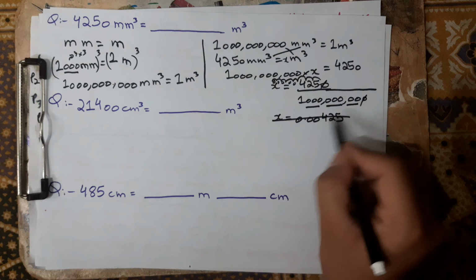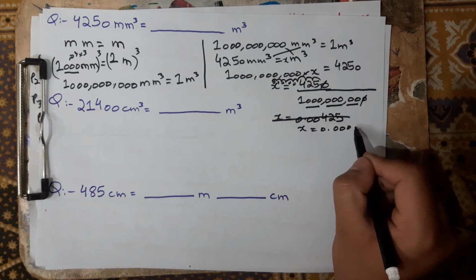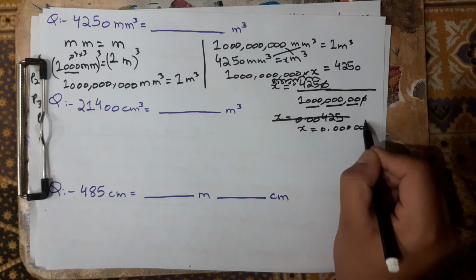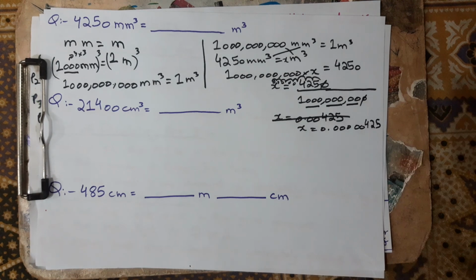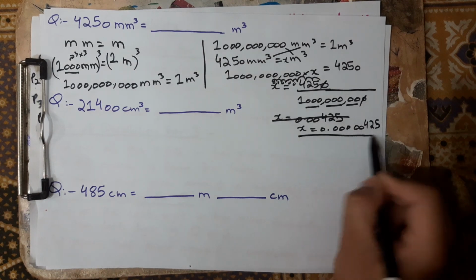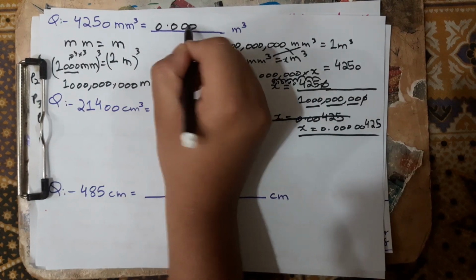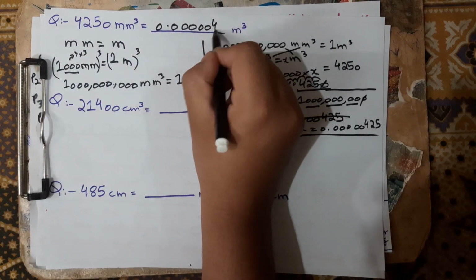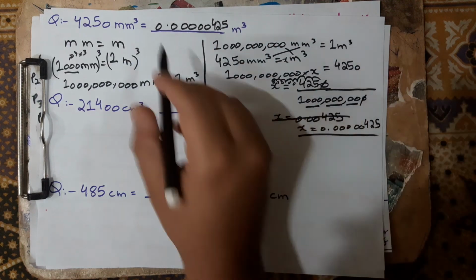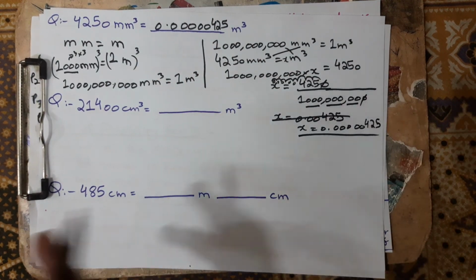So our answer will be 0.00000425. Let me make sure. Yeah, this is our final answer: 0.000000 and then 425 meter cube. This is our final answer, which we'll write down on the blank.